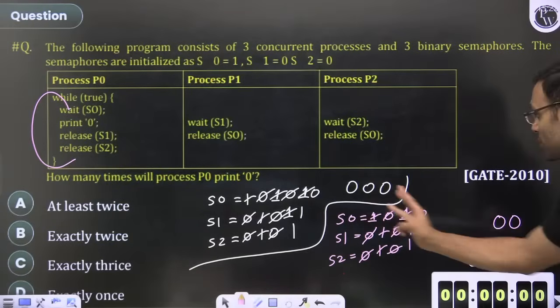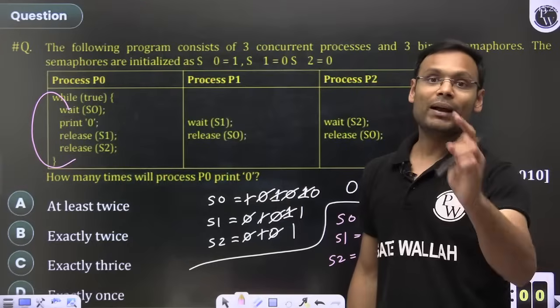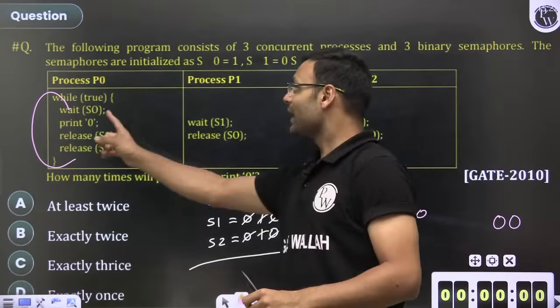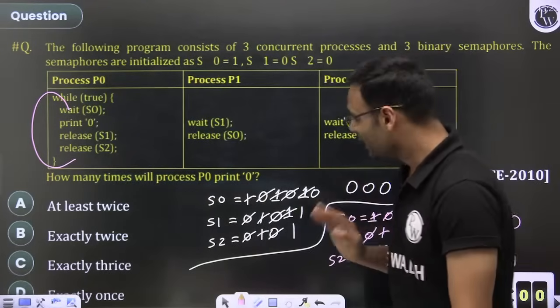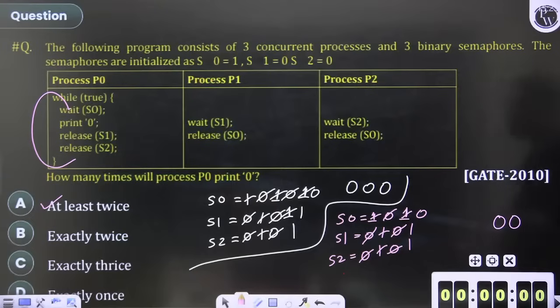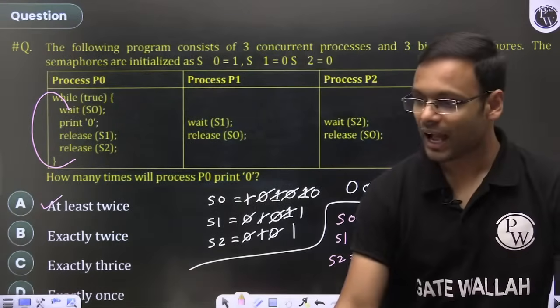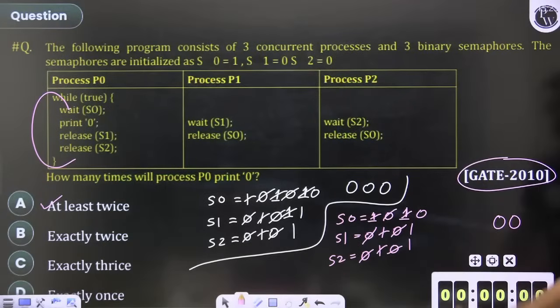So either 3 times 0 or 2 times 0, based on whether P1 and P2 are running back to back, or P0 is running in between. So either 2 or 3 times 0 is printed, at least twice. Option A is correct. This is the question I had in my final year GATE paper, 2010.